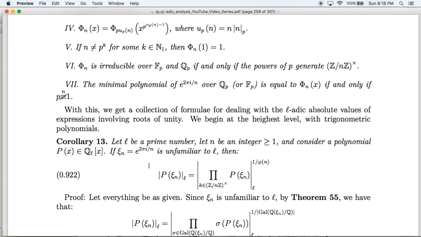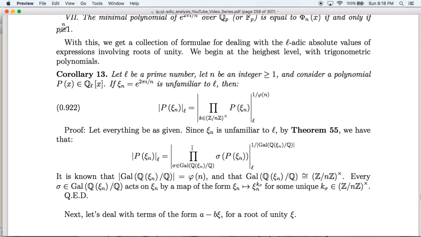then we have that the l-adic absolute value of p of Cn is equal to the product of the l-adic absolute value of p of Cn to the k, when k is taken over all integers 1 to n that are co-prime to n, and then we take the phi of nth root. So let everything be as given.